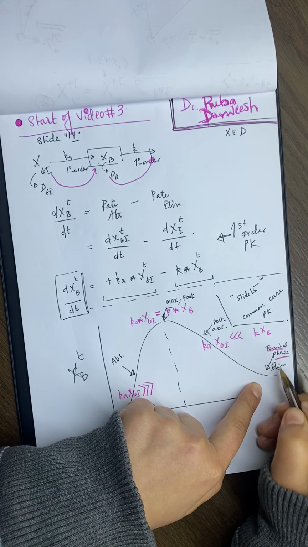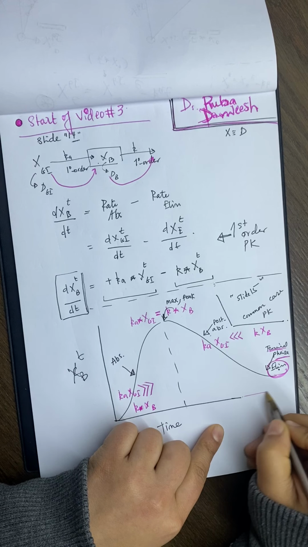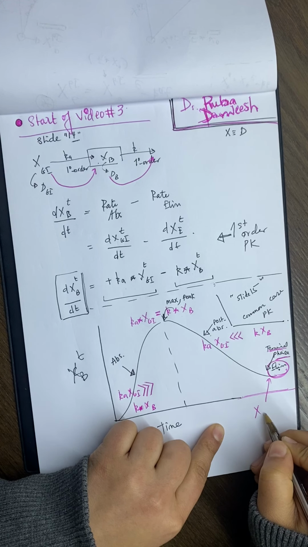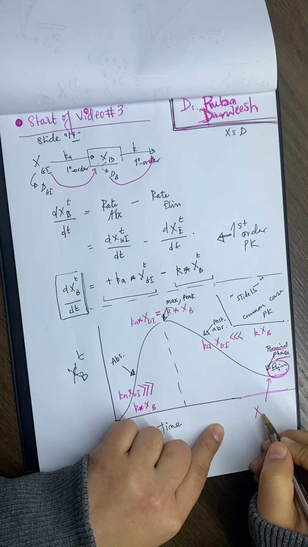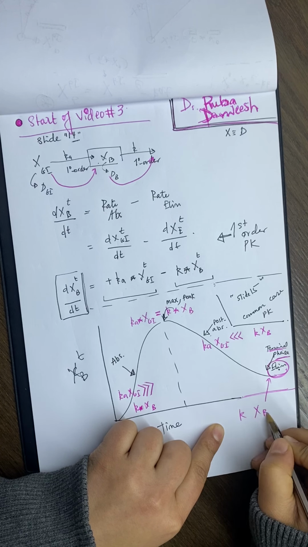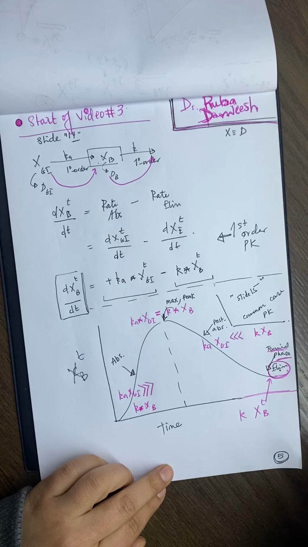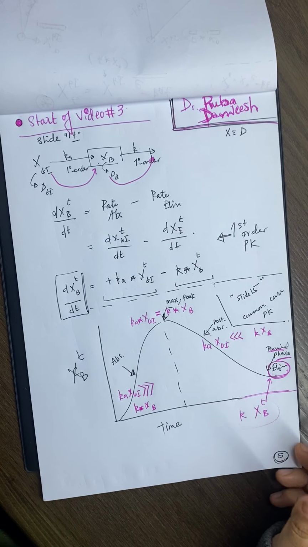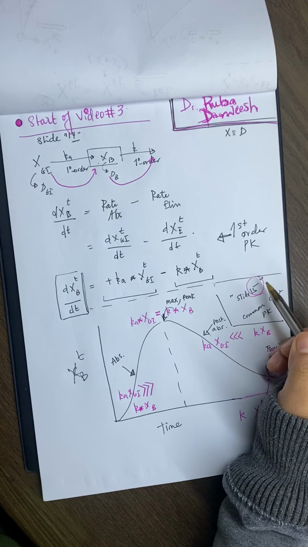In the terminal phase, you'll start to have elimination only because the absorption tends to be 0. Then we will have only K multiplied by XB at certain time. Again, this is what you know already. It's just only elimination. And this is what you have in your slide 15.